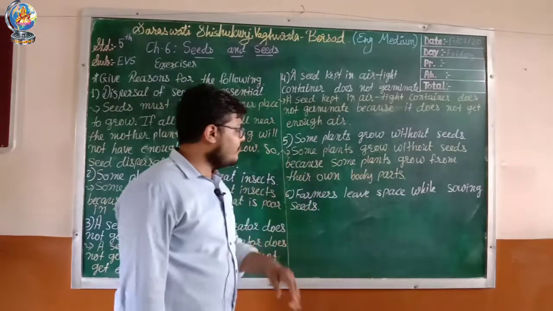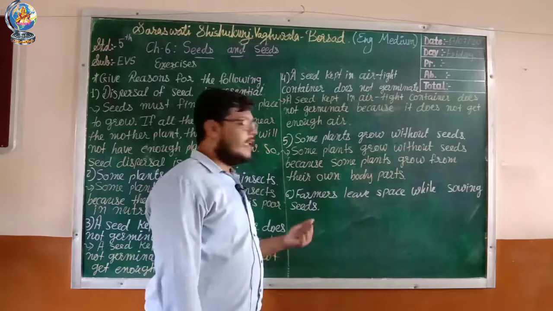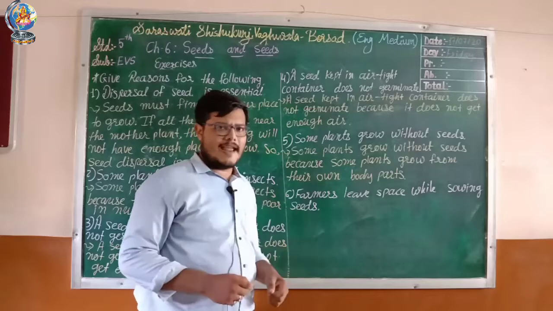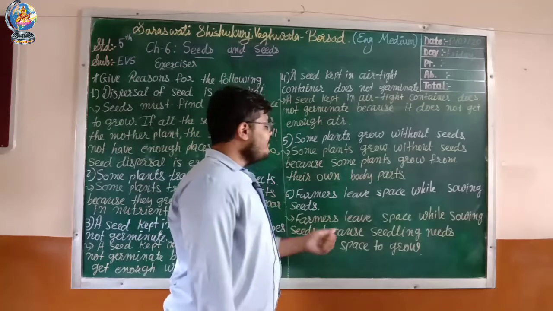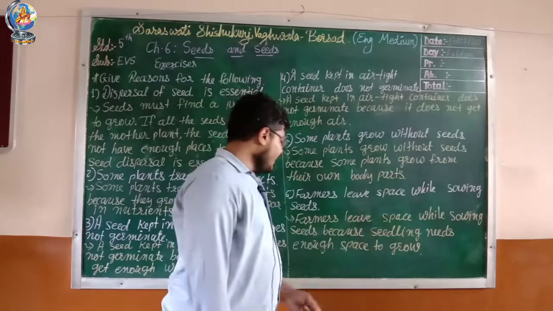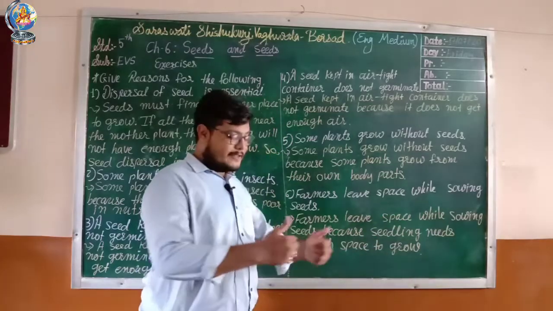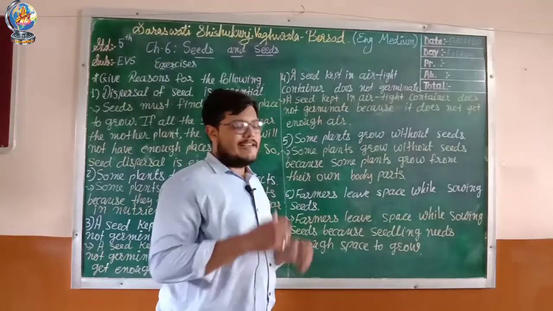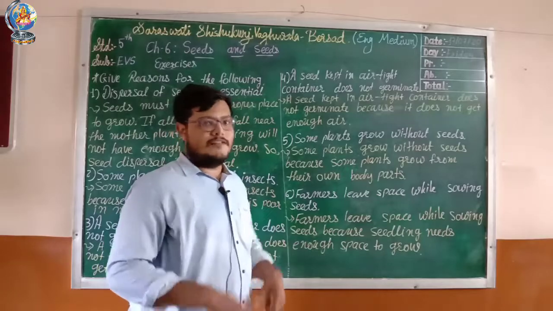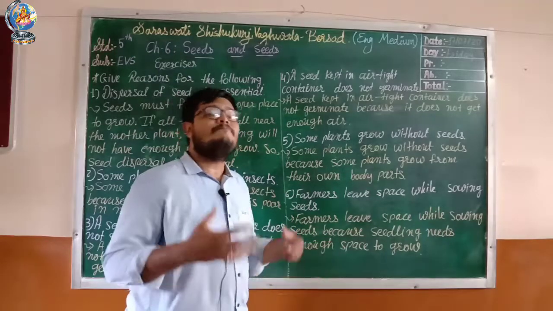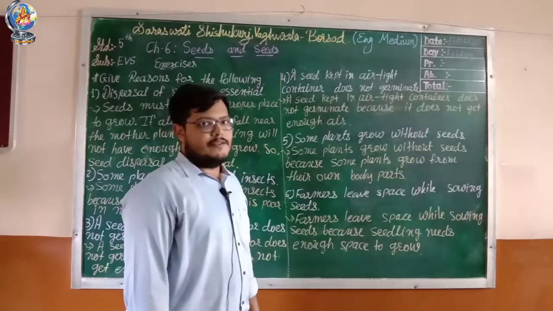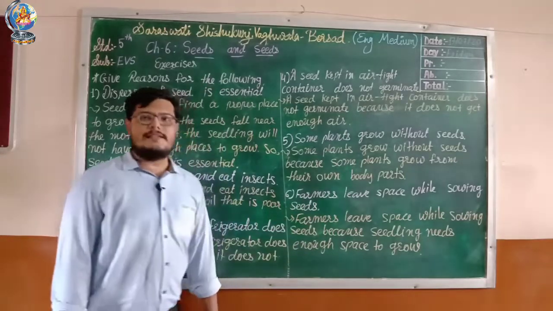Okay. Now see sixth number. Farmers leave space while sowing seeds, right? Farmers leave some space between two seeds. So why is it like that? Let's see the answer. Farmers leave some space while sowing seeds because seedlings need enough space to grow. That is why they are leaving space. I told you that seeds require enough warmth, water and space to grow. Otherwise they cannot grow as a proper plant. That is why farmers are leaving space between two seeds. So just take a look at all answers.